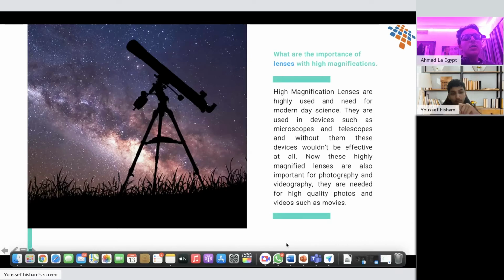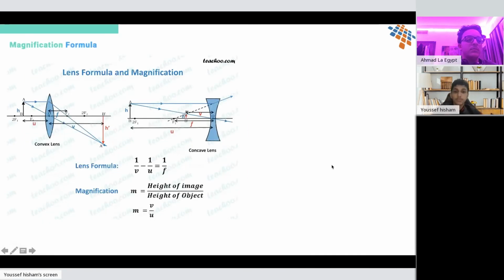As you know, we all watch movies and TV shows. And without these high magnification lenses, we can't actually put these lenses inside the camera. And without the camera, we can't record any of these movies or have them in high quality.